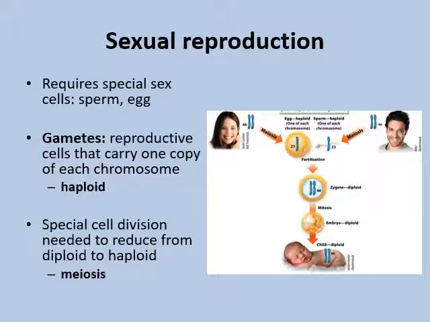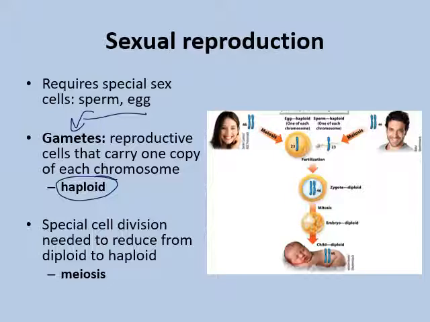So for sexual reproduction, obviously we've got to have special sex cells. So with humans and lots of other organisms, we have a sperm and we have an egg. These are what we call our gametes. Okay, so sperm and egg, these are our gametes. Gametes are just reproductive cells that carry one copy of each chromosome. So these guys are haploid. Okay, remember this, I know it can get a little confusing. We are a diploid organism with haploid gametes or haploid sex cells. And hopefully that makes sense, right?